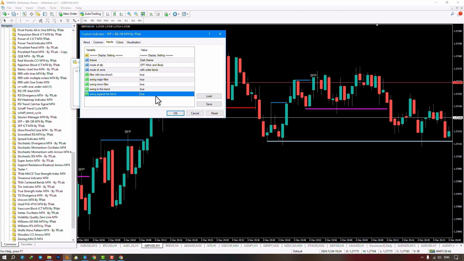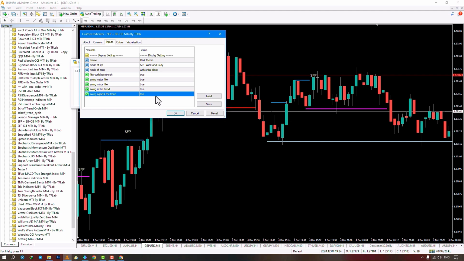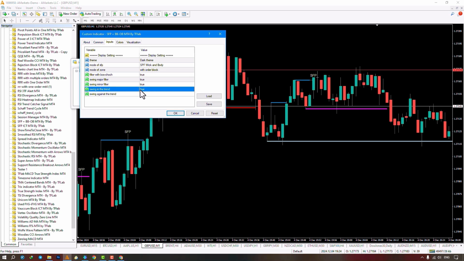I'll select the light template and activate minor swing failure patterns with character changes. Now only the break of structure, BOS, levels are drawn, identifying major swing failure patterns on the chart.